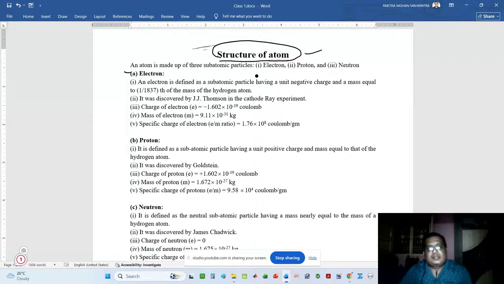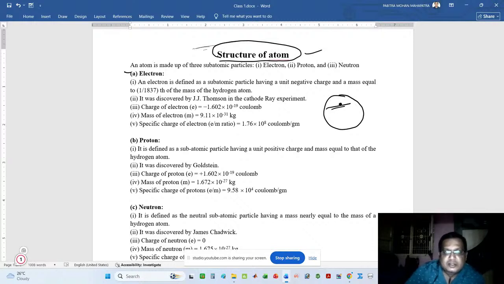If you think about an atom, and you want to break it, it will generally give three subatomic particles. One is the electron, another is the proton, and the third is the neutron. What is the electron, and what are the important points related to the electron?